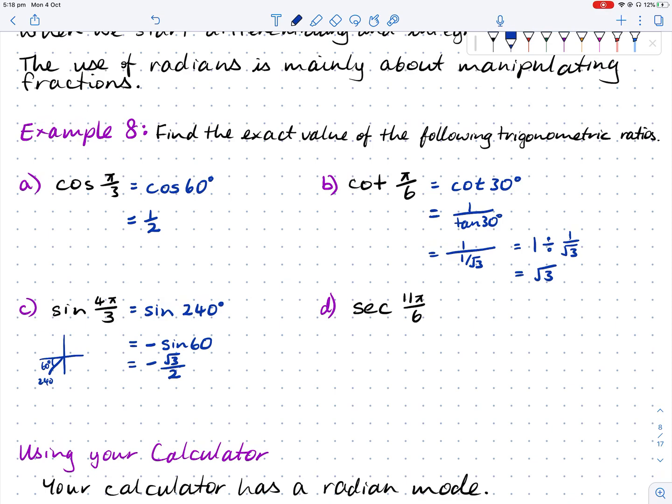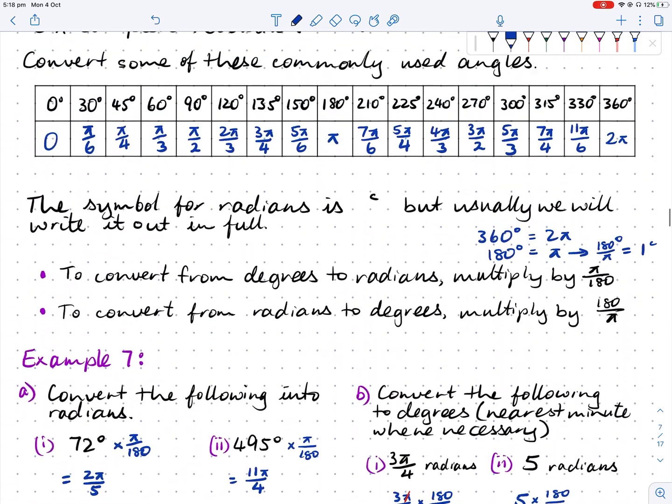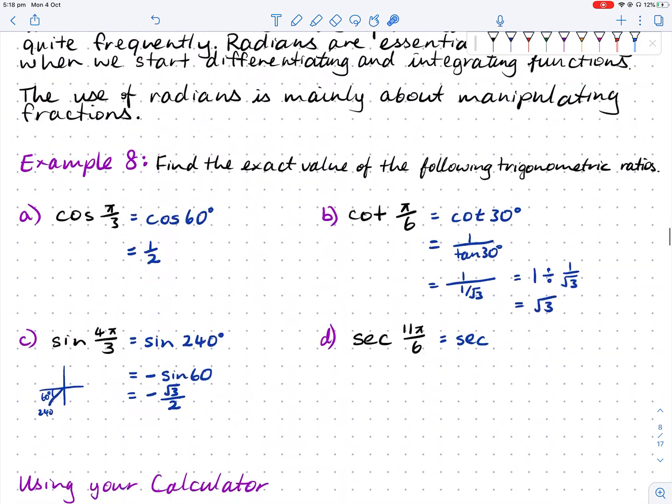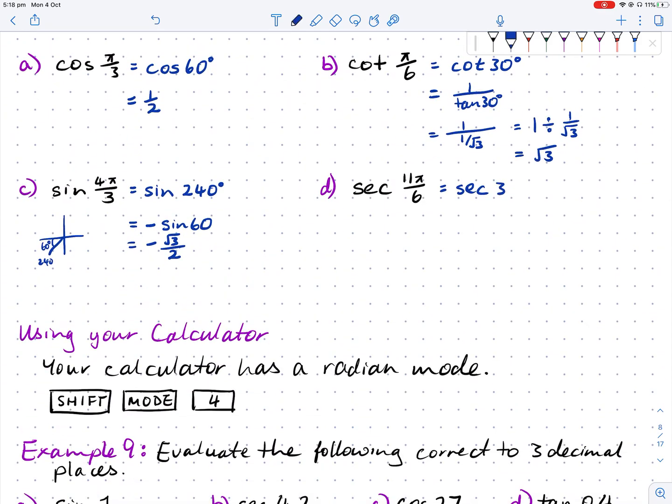With our last one, we've got sec of 11 pi over 6. Now 11 pi over 6 is 330 degrees. So 330, sec is 1 over cos, and 330 is in the fourth quadrant, and the related angle is 30. So if we're looking at cosine, cosine is positive in the fourth quadrant, so that's going to be 1 over cos positive 30.